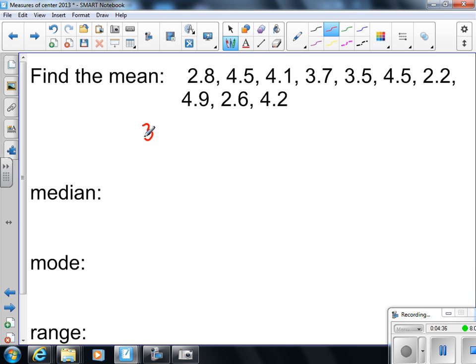You got 37. Okay, and I divide by however many pieces of data I have. Well, it looks like I have 1, 2, 3, 4, 5, 6, 7, 8, 9, 10 pieces of data. 37 divided by 10 is 3 7/10. So that's your average or your mean. Okay, for the median, what do I need to do with the numbers? All right, put them in order.